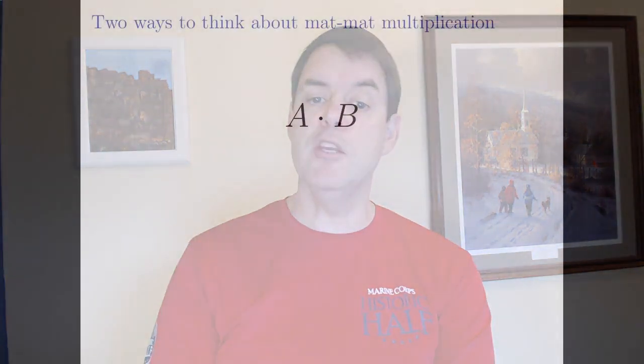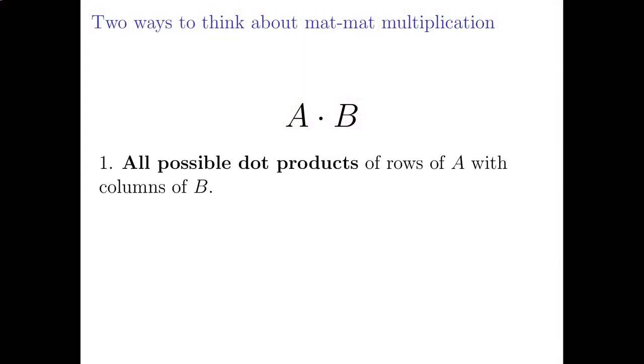So I'm going to suggest that there are two ways to think about it, just like we had two ways to think of matrix vector multiplication. One is to say if you're doing A times B, you're doing all possible dot products. Every dot product is a row of A and a column of B. And if you have an M by N matrix A and a P by Q matrix B, we know there are M by Q different dot products like that, right? Because there are M rows in A and Q columns of B. So one way to think about it is simply all possible dot products. That's what the matrix multiplication is giving you.